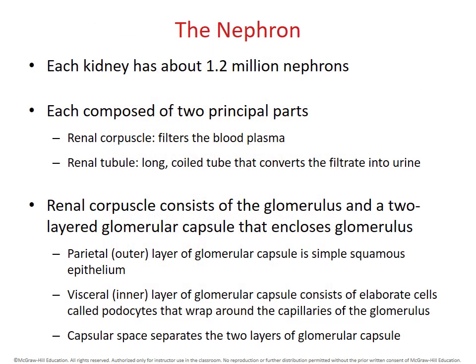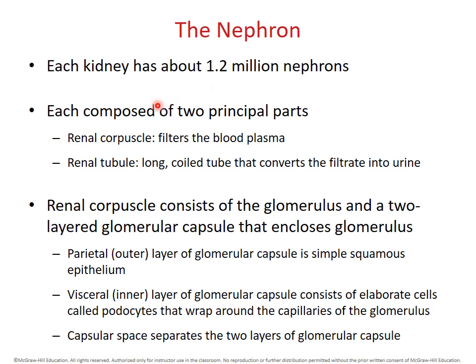So we've talked about the overall gross anatomy of the kidney, and we've described the blood circulation of the kidney. And it's now time to talk about the microscopic anatomy of the kidney, and specifically the functional unit of the kidney that is known as the nephron. The nephron. This is where all the physiology takes place and ultimately where urine is produced. Each kidney has about 1.2 million nephrons, so obviously they are microscopic in size and abundant.